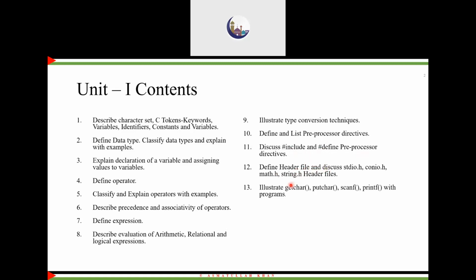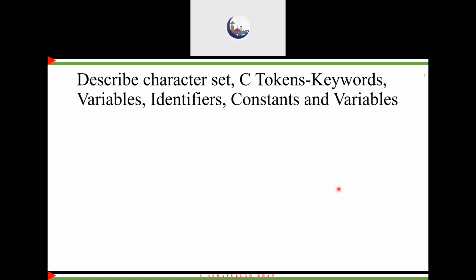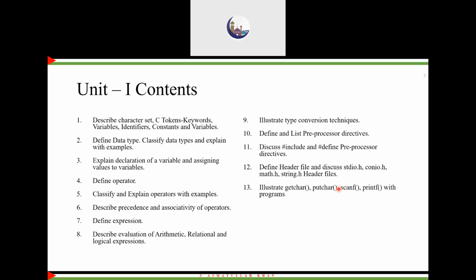So what are a few of the inbuilt functions which are available in those types of header files? For example, getchar is one function, putchar is another function, scanf is one function, printf another function. We'll try to make use of these inbuilt functions and try to develop certain programs. So those are the 13 topics that we are going to cover in this second unit.